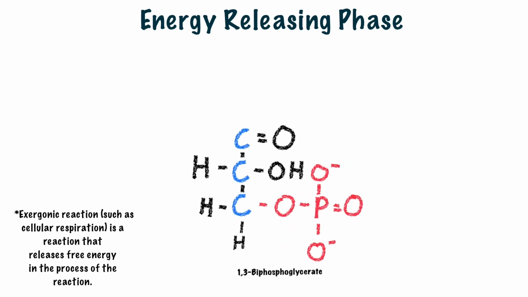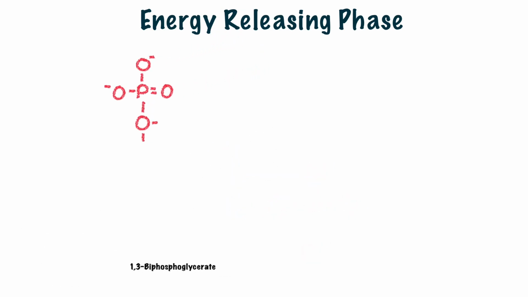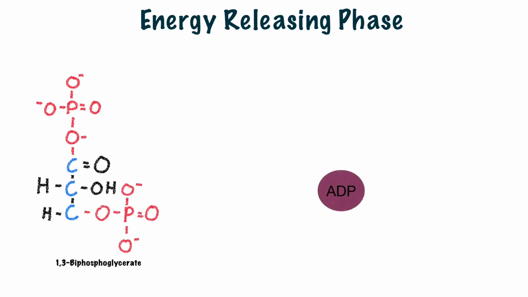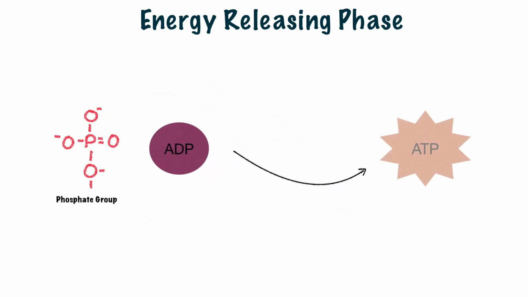The overall reaction is exergonic, releasing energy that is then used to phosphorylate the molecule, forming 1,3-bisphosphoglycerate. 1,3-bisphosphoglycerate donates one of its phosphate groups to ADP, making a molecule of ATP and turning into 3-phosphoglycerate in the process.